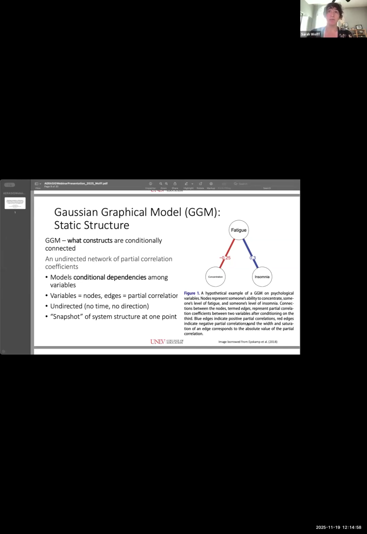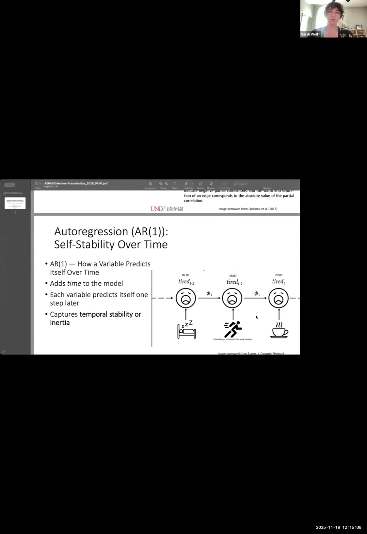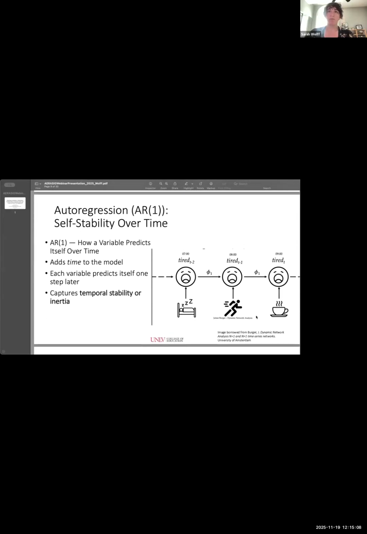So the GGM gives us the static picture of the system structure, who connects to whom, but not yet how those connections unfold over time. Some of you will probably be familiar with an AR1 model.